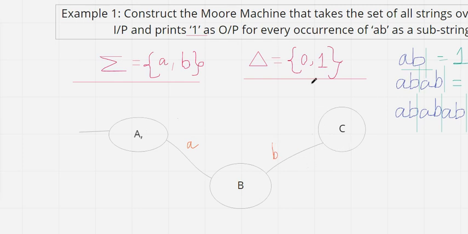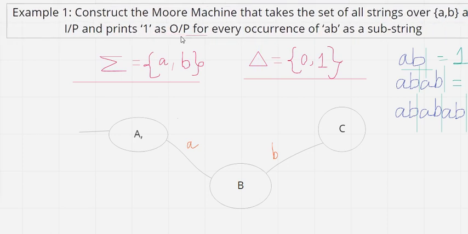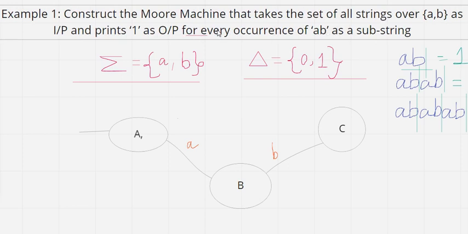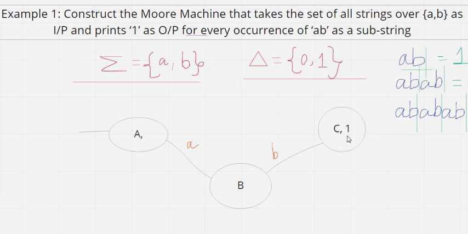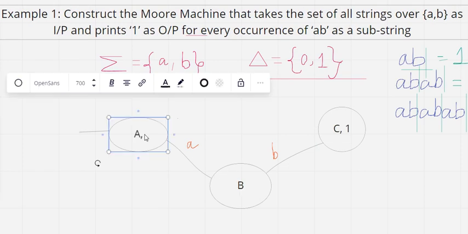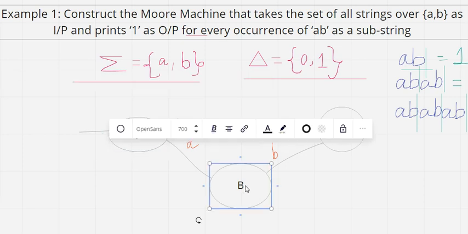Okay, now what the question says is that it will accept, and for every occurrence of AB it will produce 1 as the output. So definitely where AB is ending at a state C, I have to mark this C as 1. I think it's clear to you all that this state will be marked as 1. The other states are not accepting states right now, so definitely these will be 0. And this particular state will be considered as 0.